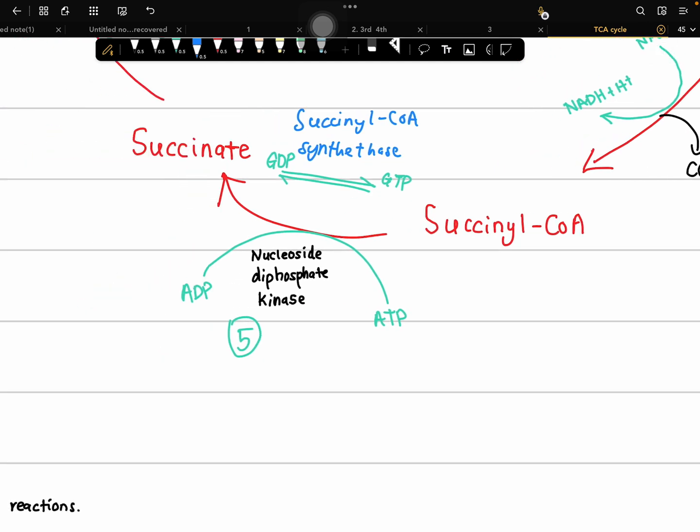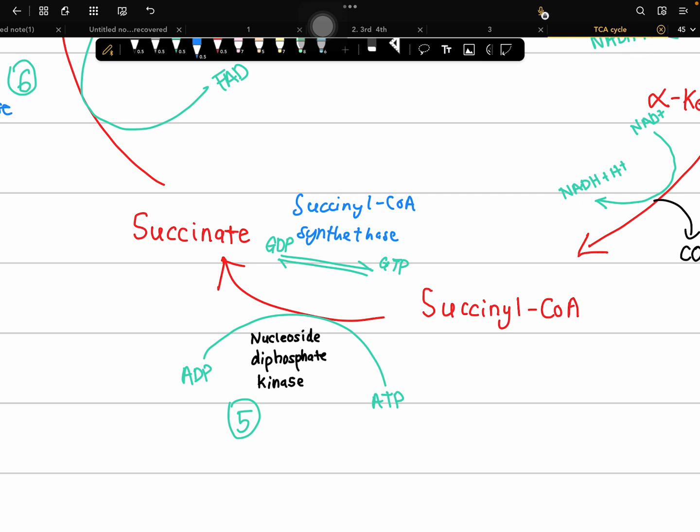And in the fifth step, the succinyl-CoA will become succinate with the aid of the enzyme succinyl-CoA synthetase. Then we have a subphase inside this, where ADP will become ATP with the aid of the enzyme nucleoside diphosphate kinase. GDP, guanine diphosphate, becomes guanine triphosphate, and then the phosphate group from the GTP is transferred to ADP to produce ATP. So there are two enzymes involved in the fifth step: succinyl-CoA synthetase and nucleoside diphosphate kinase.